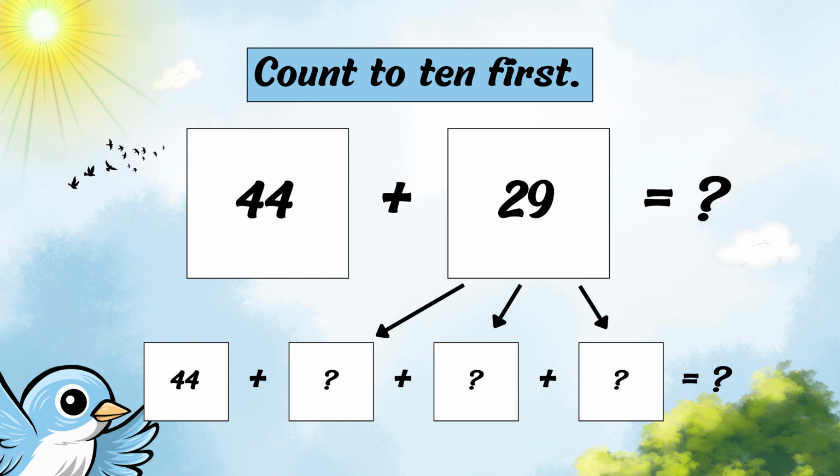Count to 10 first. 44 plus 29 equals? Break 29 into smaller numbers and count to 10 first. 44 plus 6 equals 50. Break 23 into smaller numbers and add the tens first. 50 plus 20 equals 70. Add the rest of the number.